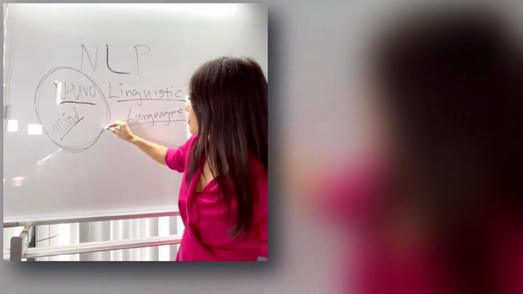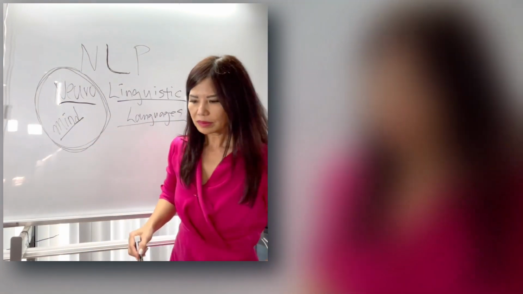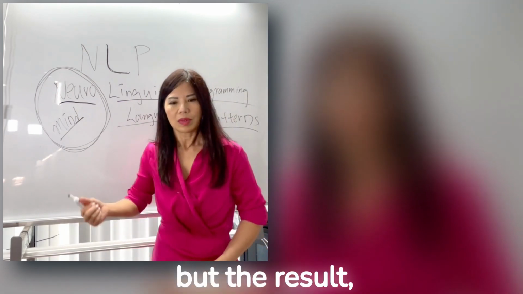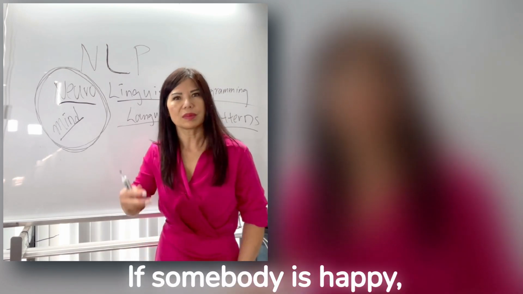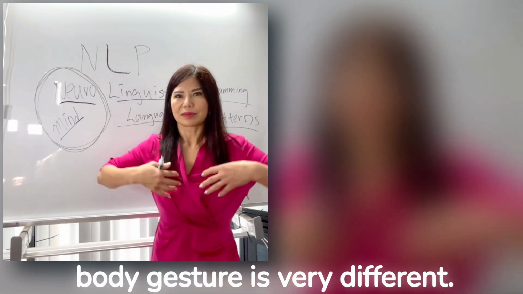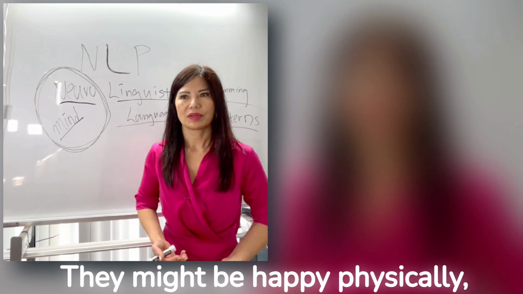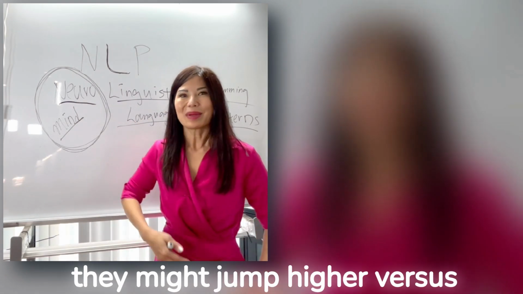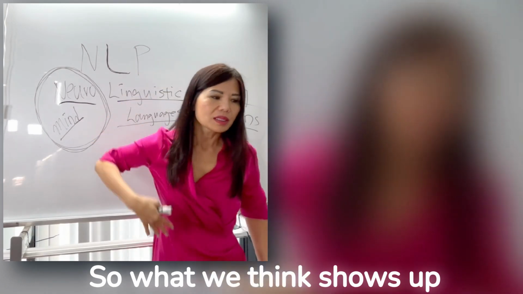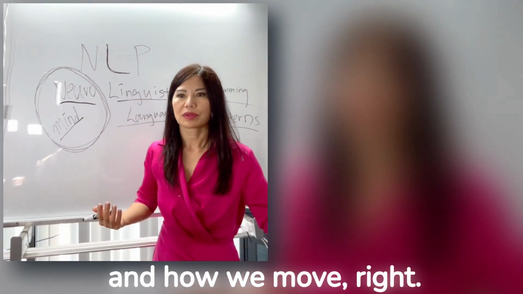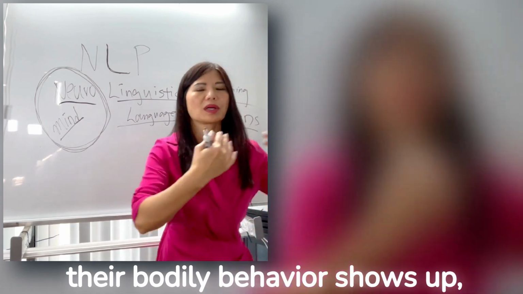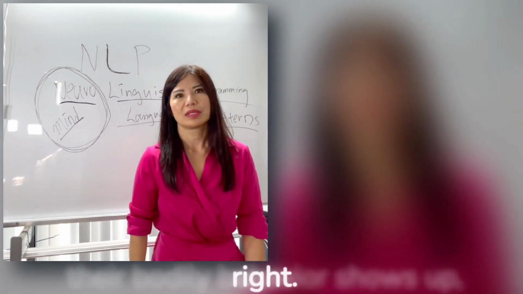It's not medically visible, but the results are visible. If somebody is happy, you will notice that his or her body gesture is very different. They might be happy, physically they might jump higher versus someone who's not. So what we think shows up in how we move. Somebody's stressed, thinking about something that might go wrong, their bodily behavior shows up.